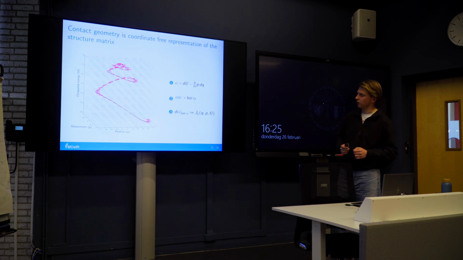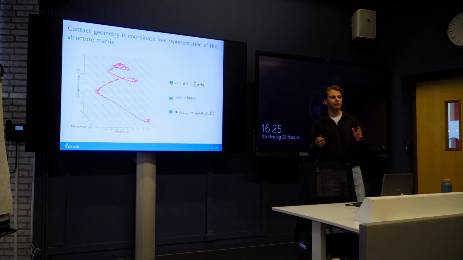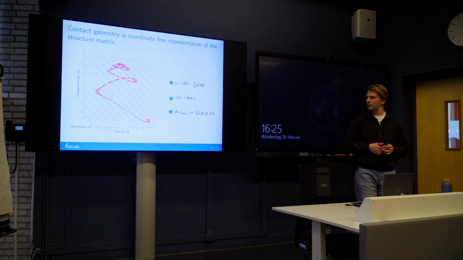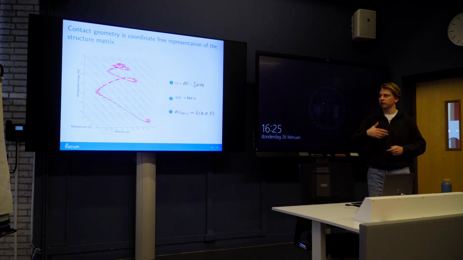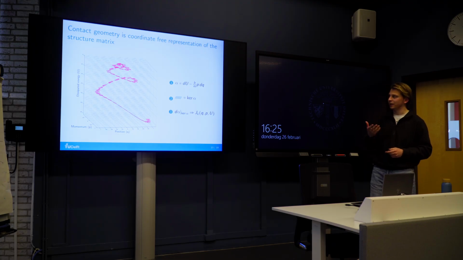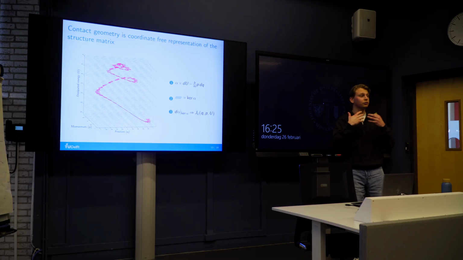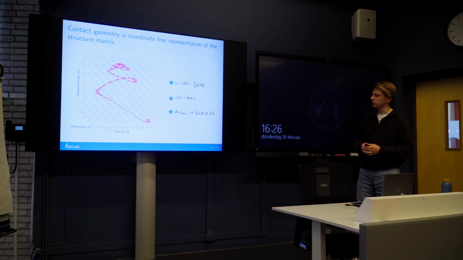Okay, so this sounds all nice and good, but how do we find this magical J matrix? Well, we can use this contact geometry I spoke of before. And I will do you one better. It will also give a coordinate-free representation of the structure matrix. So let's see how we can do this. So we start with the dissipation law, that alpha I was talking about before.